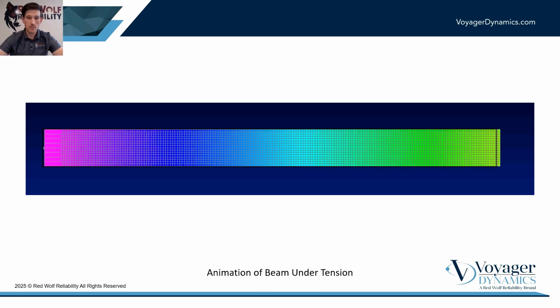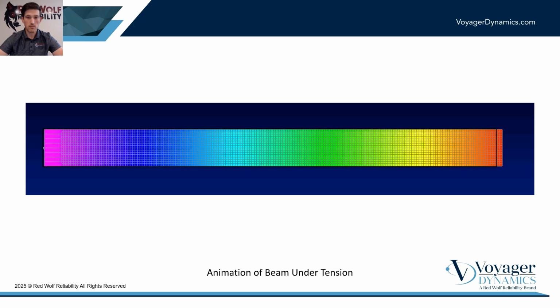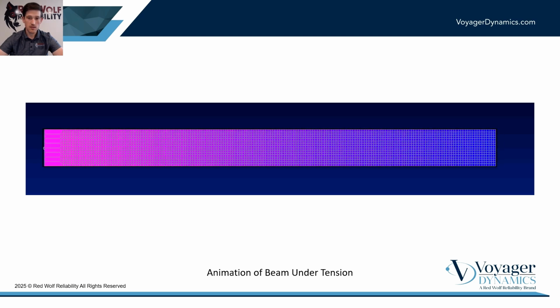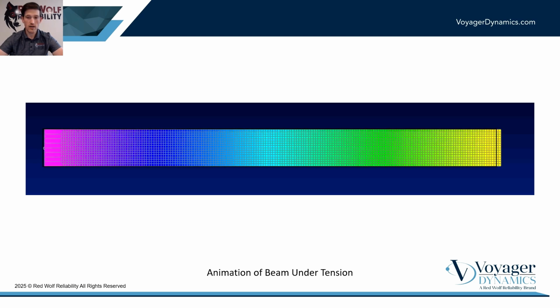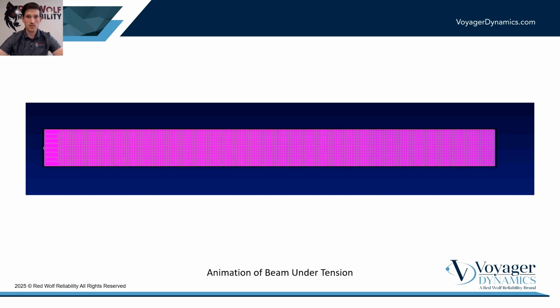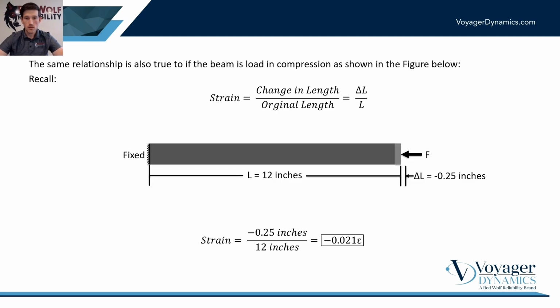The animation is from a finite element model, just displaying the same idea of a beam loaded in tension. You can see as it loops through, the beam starts at a fixed length, and as that load is applied, it elongates to a certain extent. This elongation is what's going to cause the strain in this beam. The same relationship is true for a beam that's loaded in compression. The main difference is the beam actually experiences a negative strain because the change in length is negative.